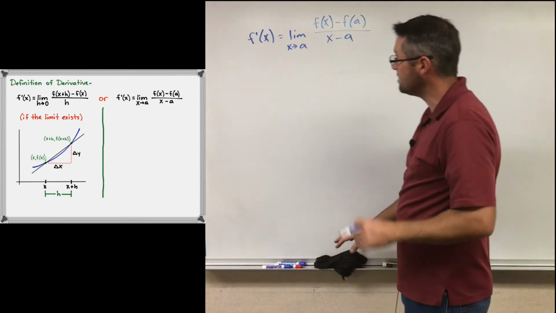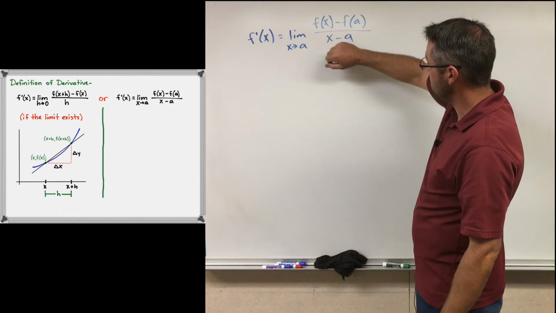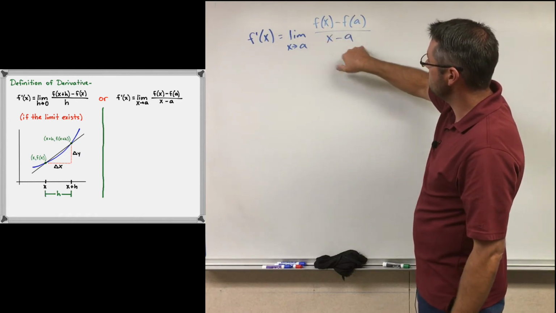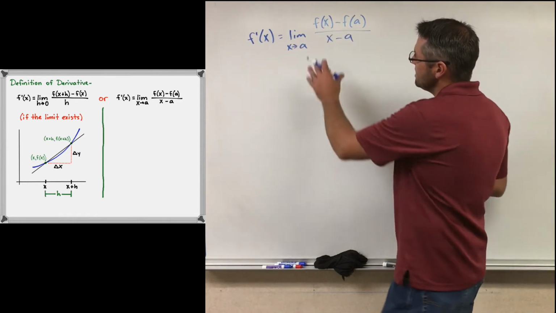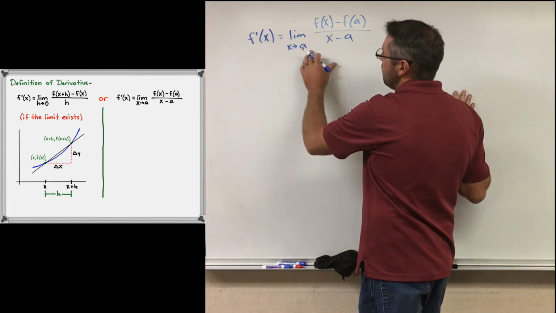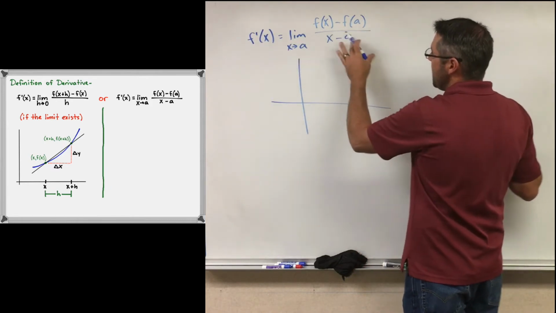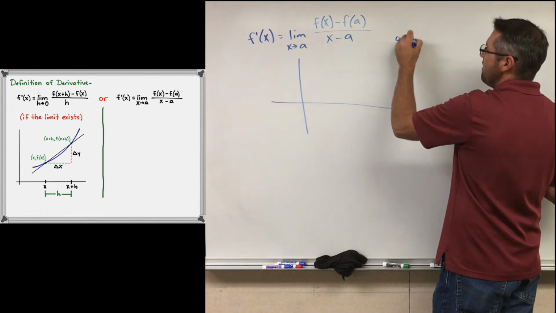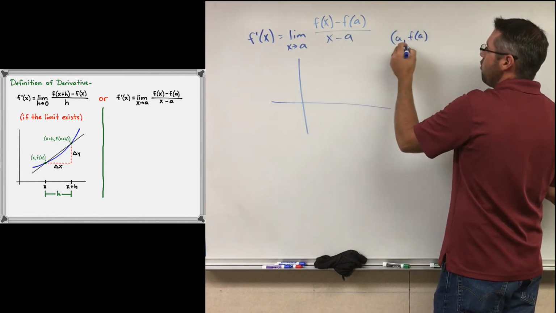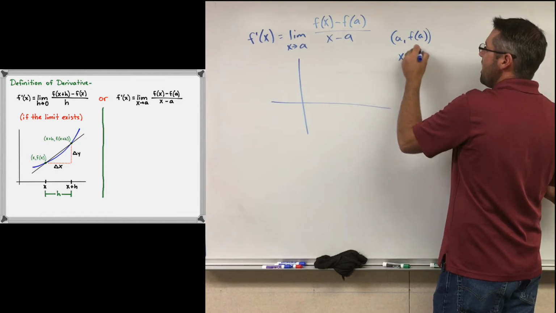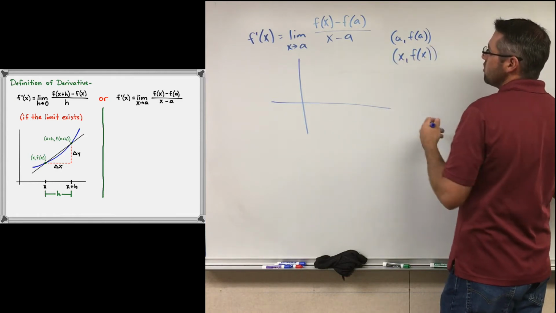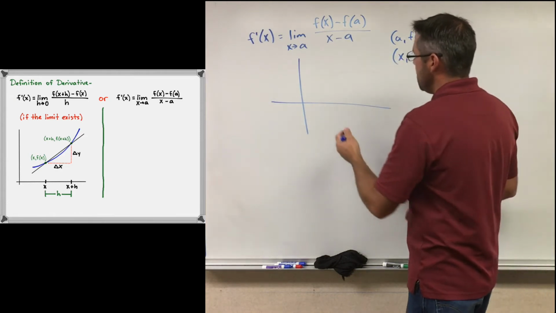Well, you can still see the slope formula in here. There's your y2, y1, x2, x1. We're essentially, though, now taking the x and approaching a. So graphically, here's what it looks like. We have coordinate a comma f of a and coordinate x comma f of x. And what we're doing is we're moving x closer to a.